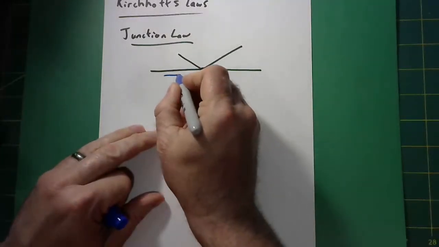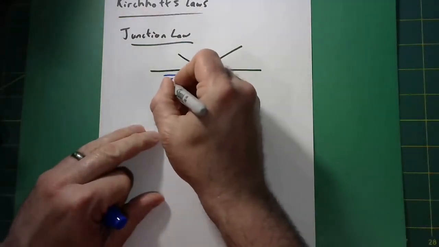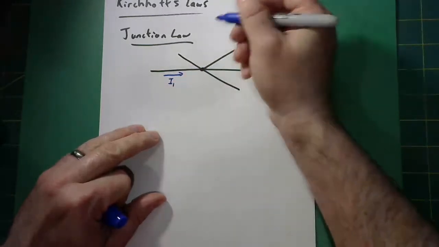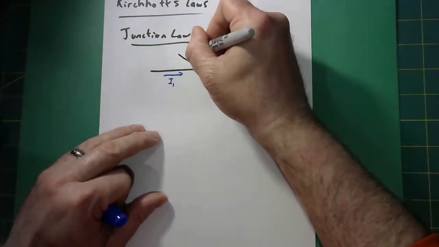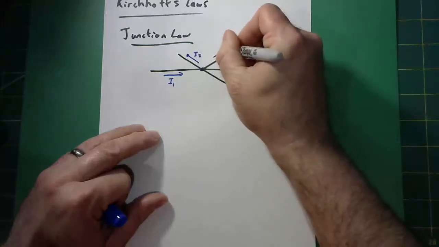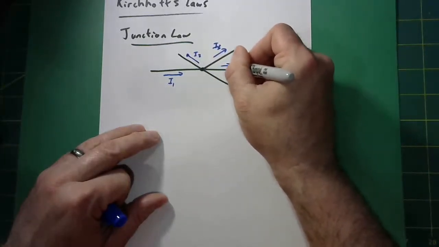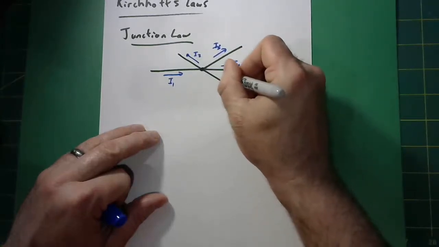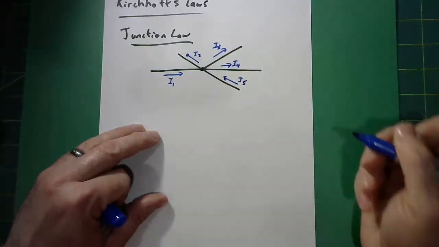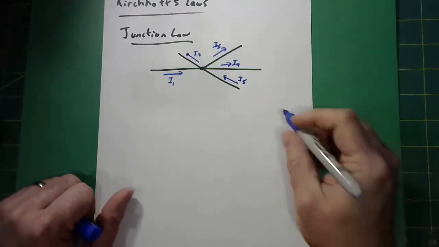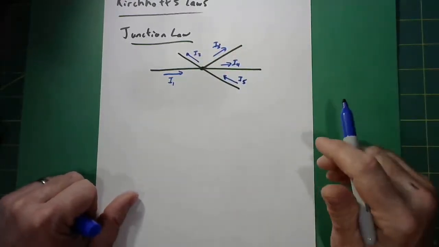We may have some current flowing in this wire. We're going to say that that's I1. And maybe there's some current flowing this way in this wire. We'll call that I2. Current flowing like this, I3, I4, and I5. All right, so there's my currents. And that's showing you the directions that are actually flowing in the wires.